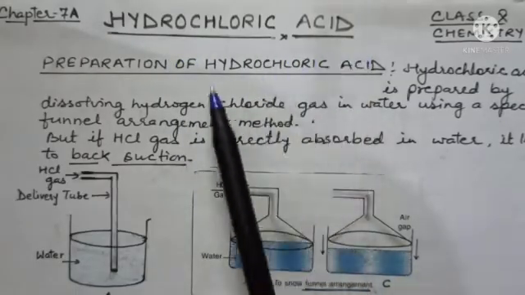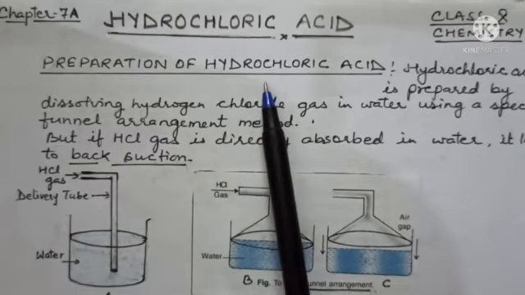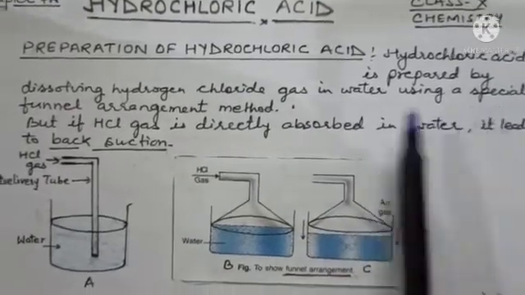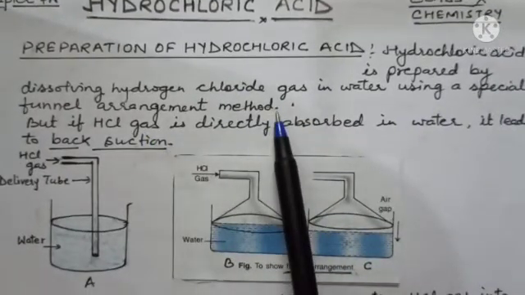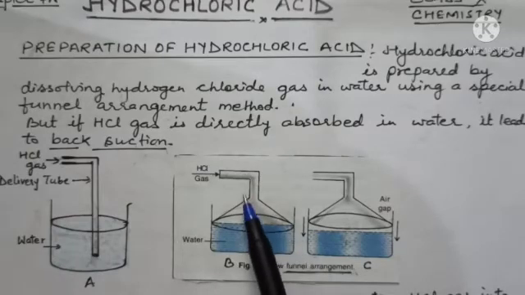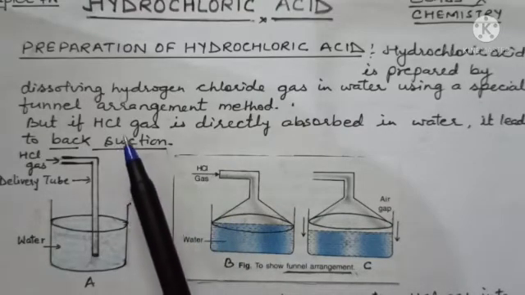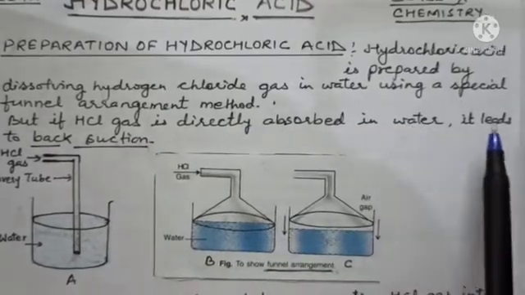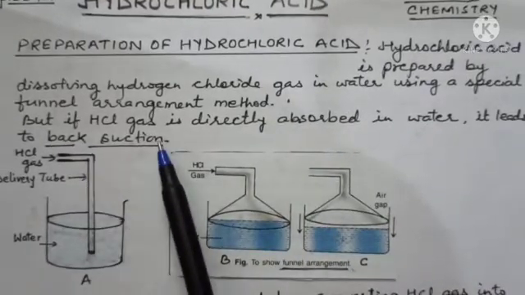Hydrochloric acid. How is hydrochloric acid prepared in the laboratory? It is prepared by dissolving hydrogen chloride gas in water using a special funnel arrangement method. So what is this special funnel arrangement method? We use this funnel arrangement method to dissolve hydrogen chloride gas in water to get hydrochloric acid. But if hydrogen chloride gas is directly absorbed in water, it leads to back suction.